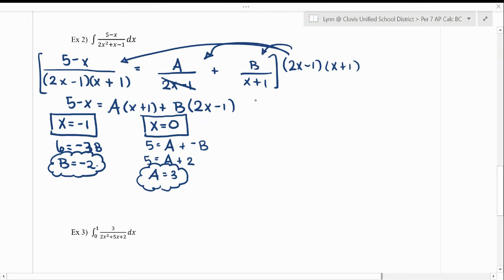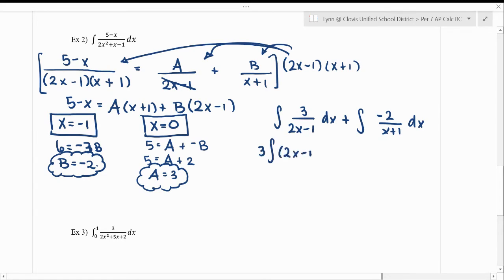All right, so now that I've done that, I'm going to go ahead and set up my integral, so that I'll do that over to the side here. So I'm going to be integrating a, which was 3, so 3 over 2x minus 1, plus b, which is -2 over x plus 1. And then I'm going to do my rewrite, so I'm going to pull that 3 out. And that -2.